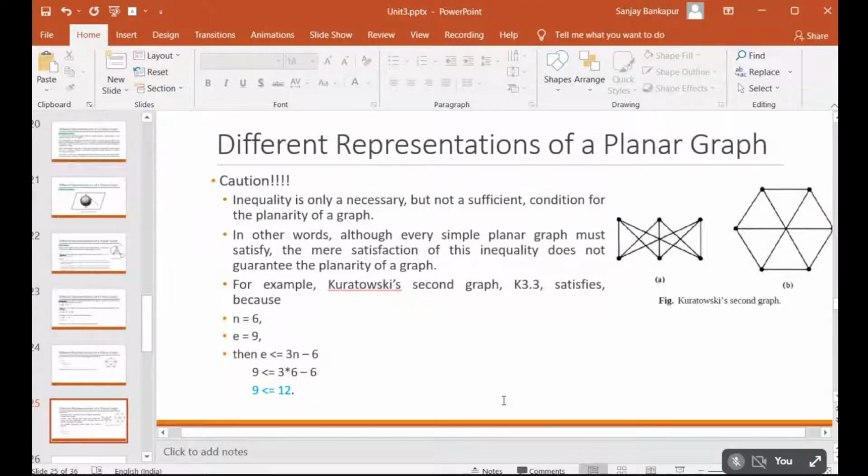If the inequality is not holding good, then directly we can say that the given graph is non-planar. If it holds good, that is not a good enough condition. Any questions with respect to till now?